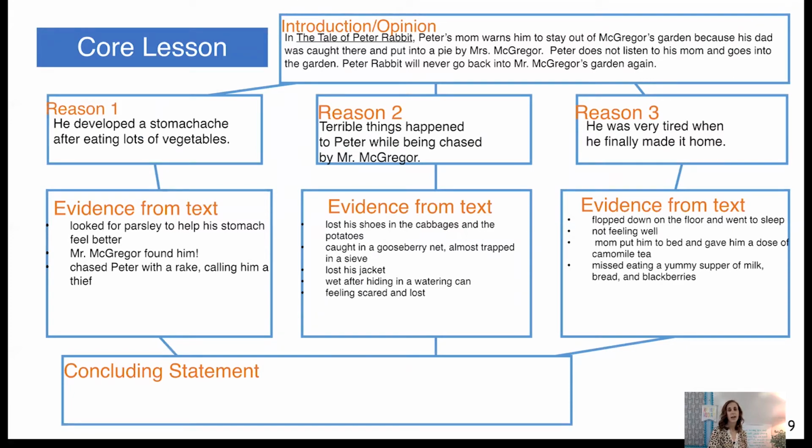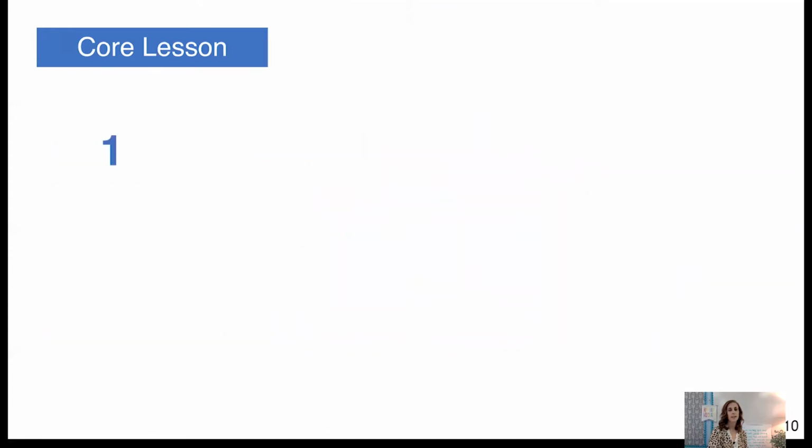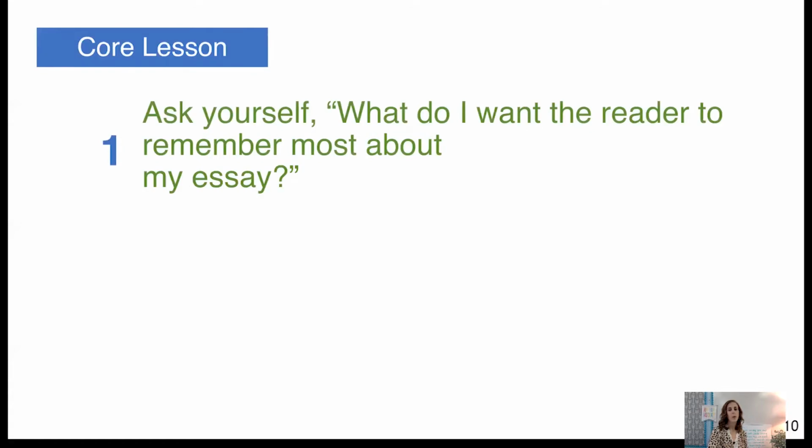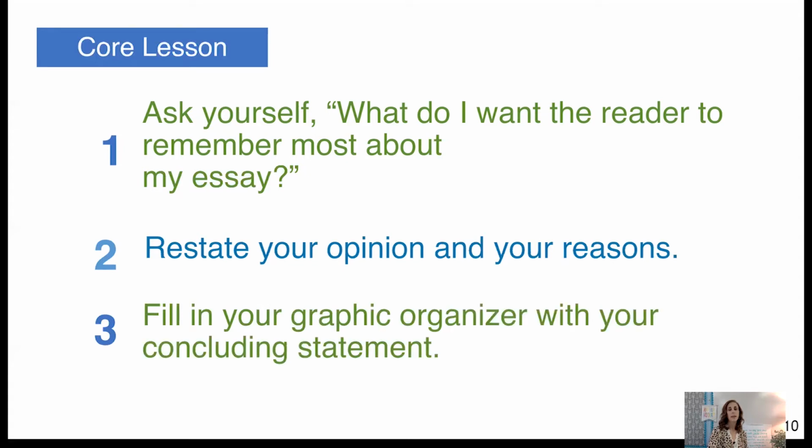Good writers create and plan what they are going to write before they draft the essay. We will write a concluding statement and add it to the bottom of our organizer. To complete our organizer, we will first ask ourselves, what do I want the reader to remember most about my essay? Then step 2, restate your opinion and your reasons.